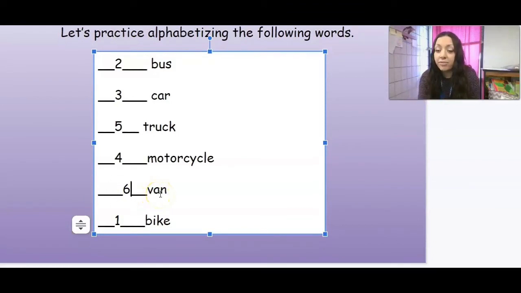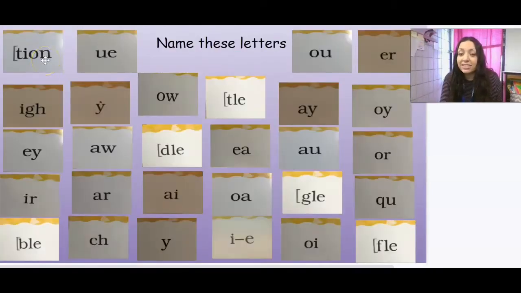So let's say them in alphabetical order. We have bike, bus, car, motorcycle, truck, and van. Now, all these words have something in common. Can you tell me what they have in common? That's right. They're all forms of transportation or ways that you can get somewhere. You can ride a bike to get somewhere, take a car, truck, motorcycle, van, or a bus. Very good.